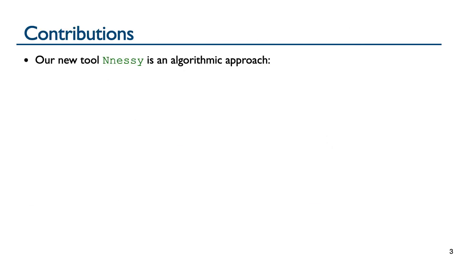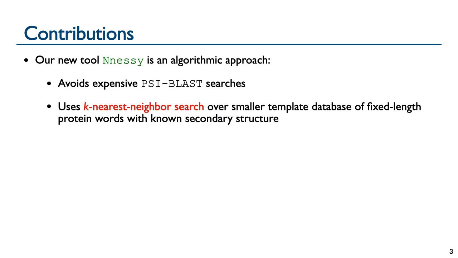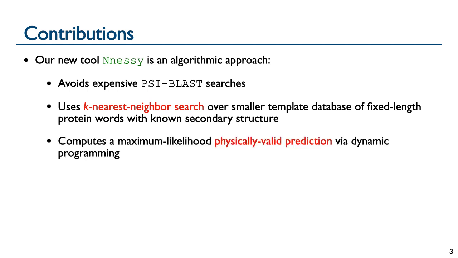Our new tool nnessy is an algorithmic approach to protein secondary structure prediction, which avoids expensive SciBlast database homology searches. nnessy is a template-based method and uses k-nearest neighbor search over a smaller template database of fixed-length protein words with known secondary structure. These words are searched under a distance metric that obeys the triangle inequality, so we can leverage algorithms for nearest neighbor search over metric space, so the problem is much more structured. nnessy also computes a maximum likelihood physically valid prediction via dynamic programming, where the dynamic programming satisfies minimum run lengths, even for 8 states, runs in linear time, and is easily adaptable to other tools.